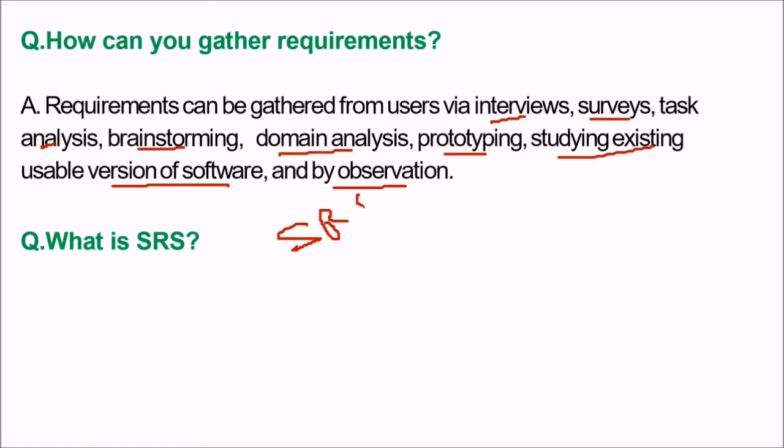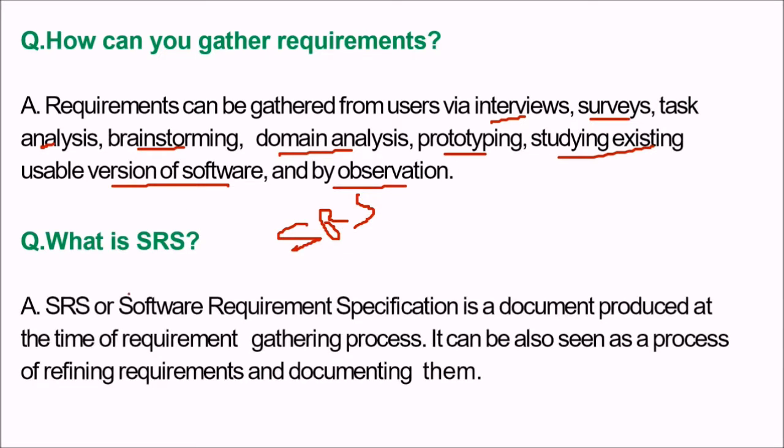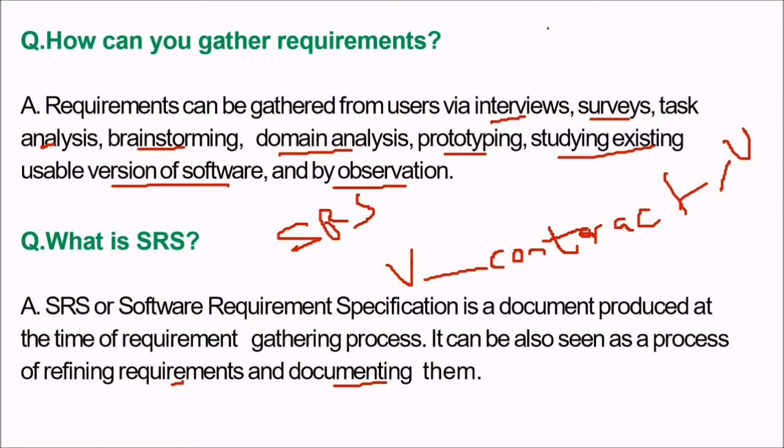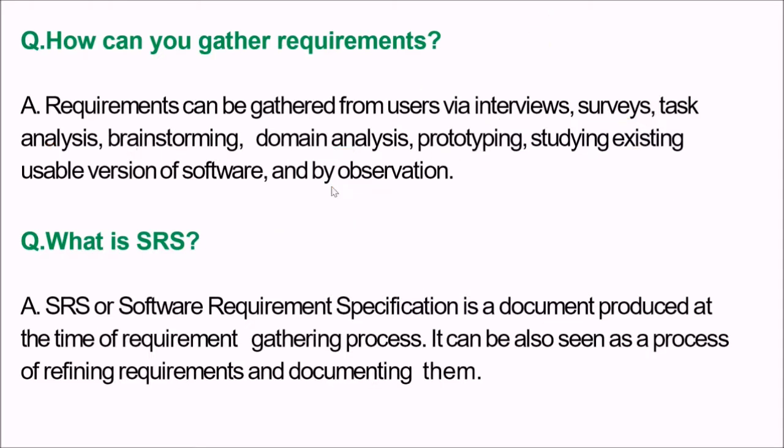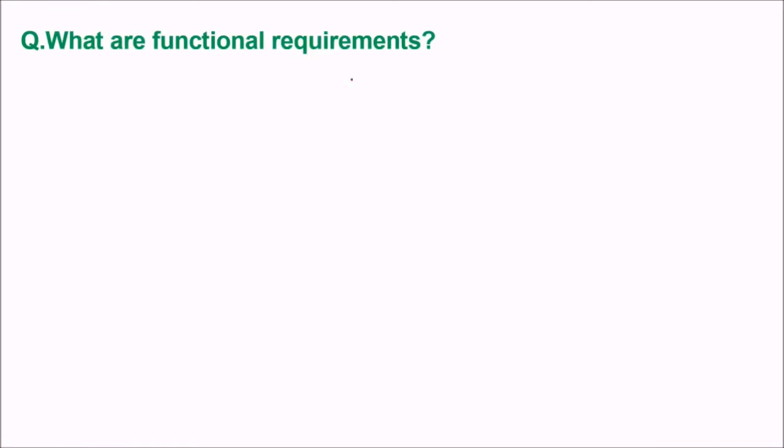Software Requirement Specification. SRS is a document produced at the time of the requirement gathering process. So it can also be seen as a process of refining requirements and documenting them. So it is a contract. It is actually a signed contract between you and the user, so that you know what to work on and you know what he has given to you and what he is expecting.